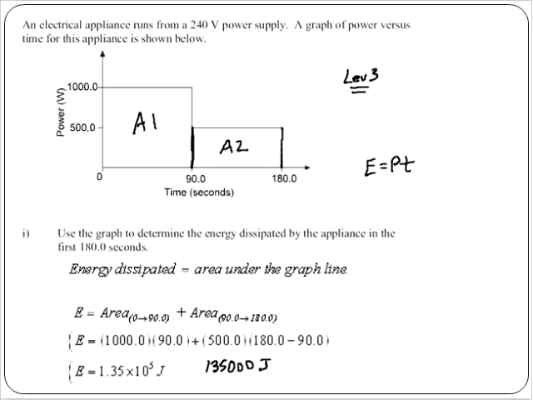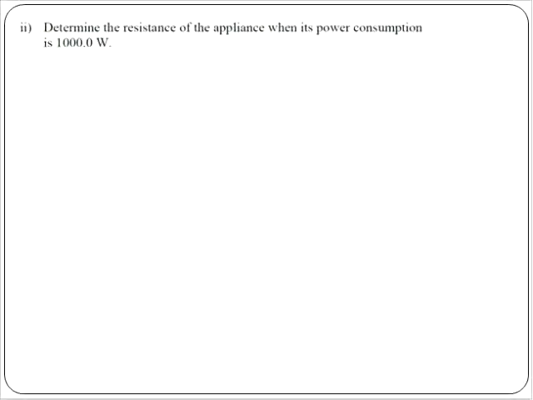Okay, so that's how you do that. You have to find the area, because the power is not constant, see? Now, you could have done it by saying energy equals power times time for the two different sections. It's the same thing, because power times time is the area. So it's one and the same. Then it went on to say, what would be the resistance of that appliance when its power consumption is 1,000 watts?